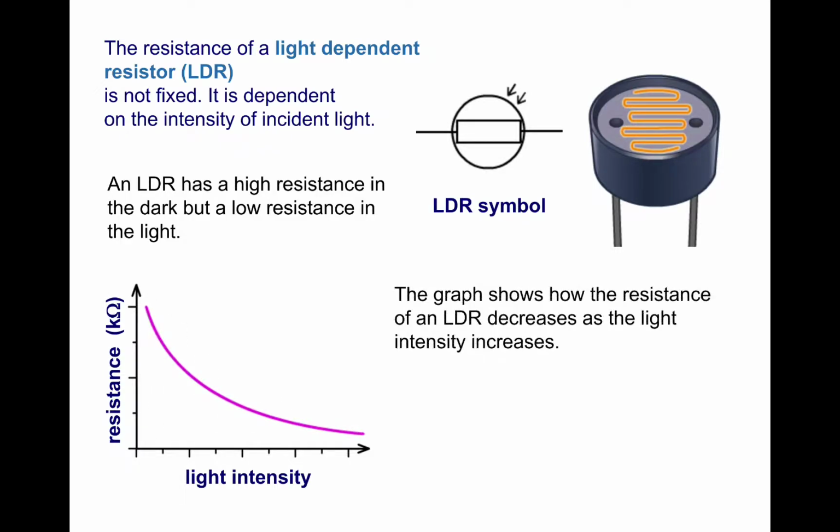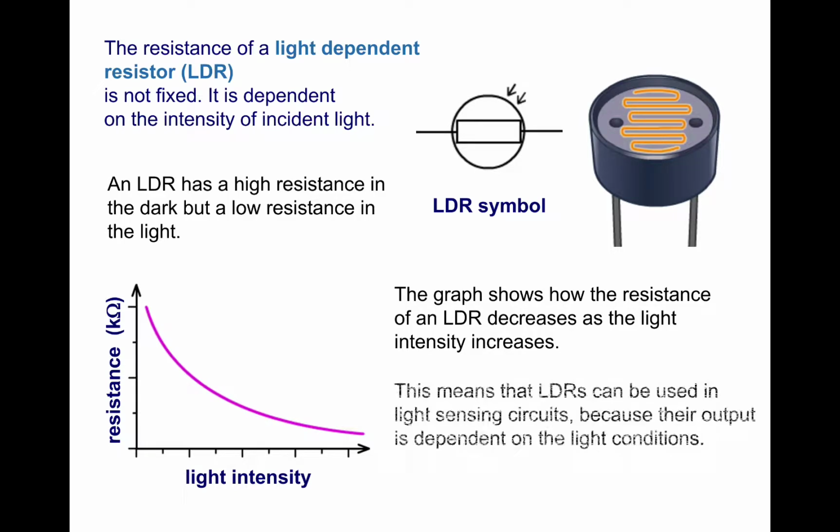So there's a graph of resistance on the y-axis against light intensity on the x-axis, and as you can see, as the light intensity increases, the resistance of the LDR will decrease. So the graph shows how the resistance of an LDR decreases as the light intensity increases. This means that LDRs can be used in light sensing circuits because their output is dependent upon light conditions. Let's move on.